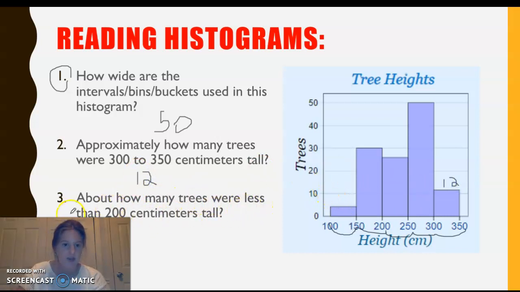About how many trees were less than 200 centimeters tall? So here's the 200 and we want less. So we need this bar and this bar. And we said that was 35. Yes? So that's where writing in the heights of the bars will help in the future.